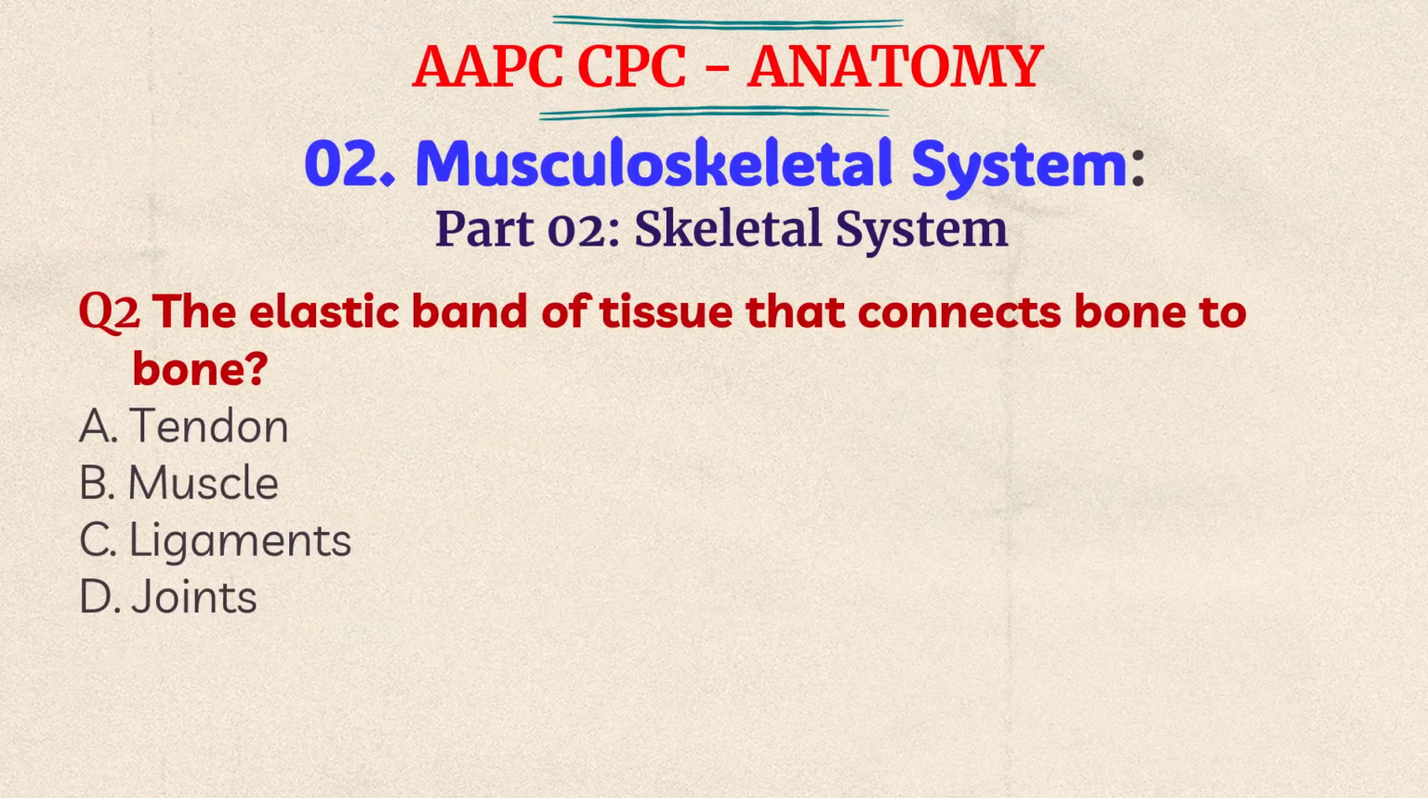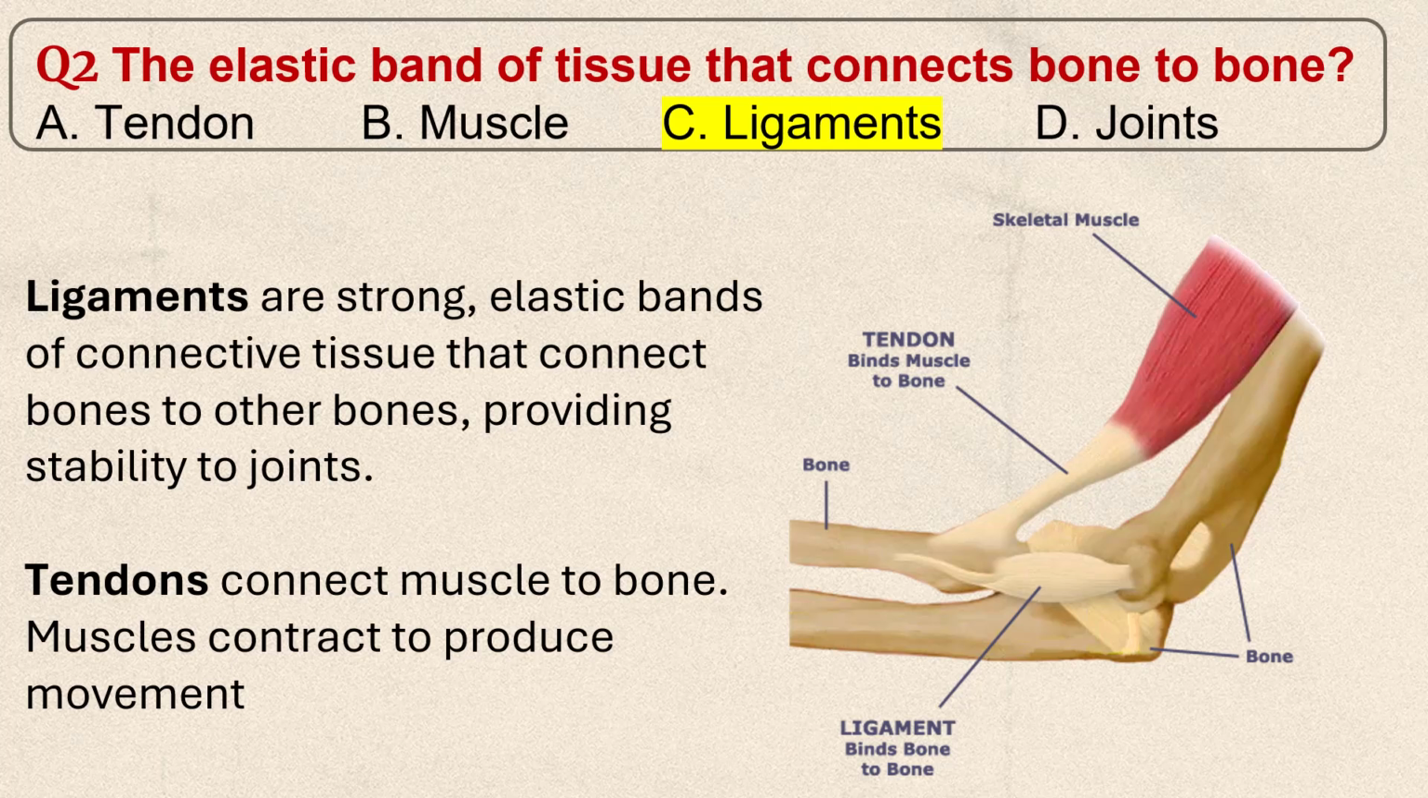Question number 2. The elastic band of tissue that connects bone to bone. A. Tendon, B. Muscle, C. Ligaments, D. Joints. This question is most frequently repeated, so think the answer. The correct answer is C.